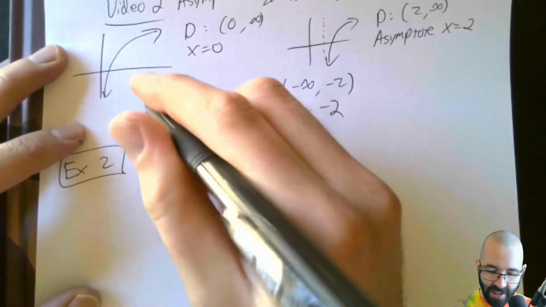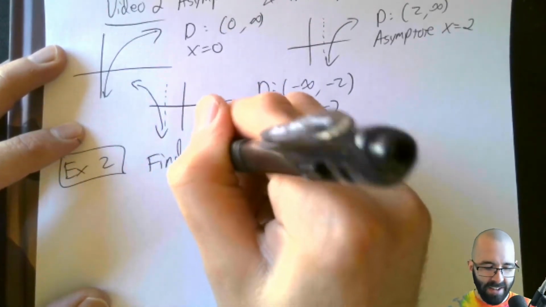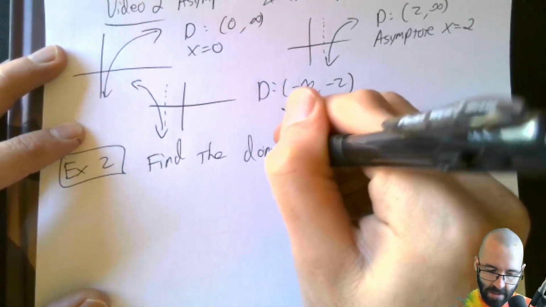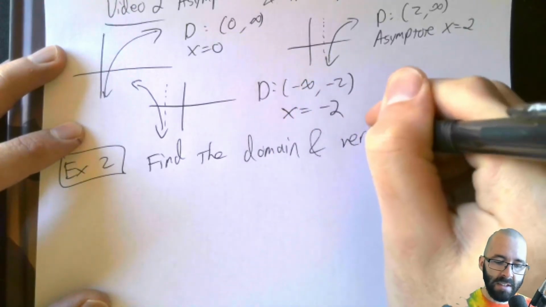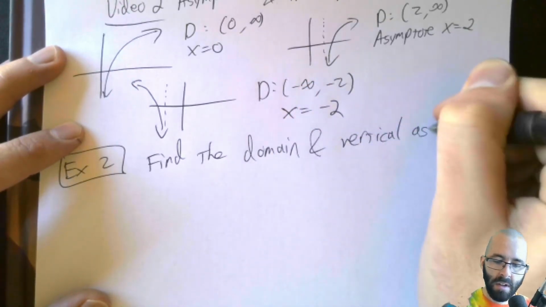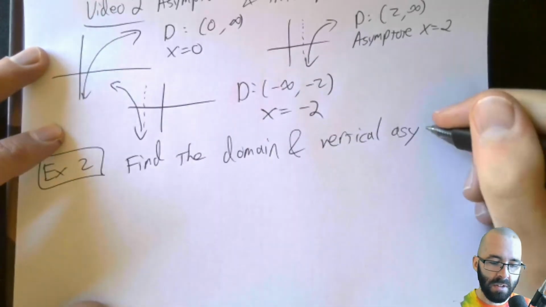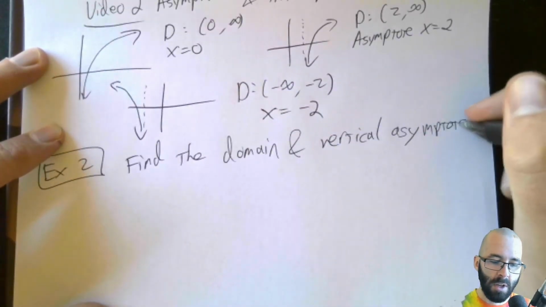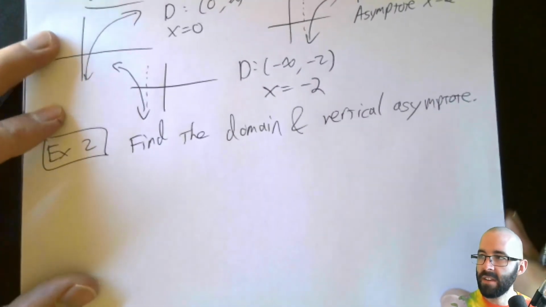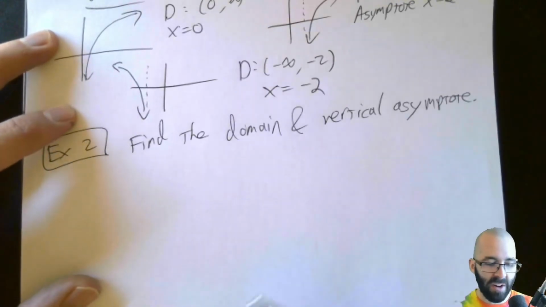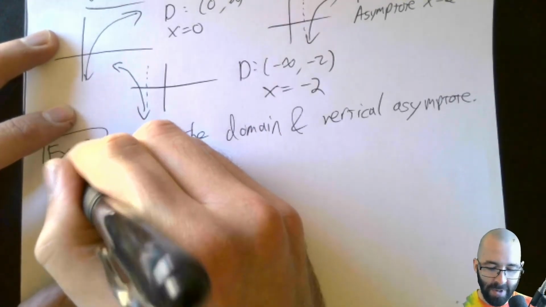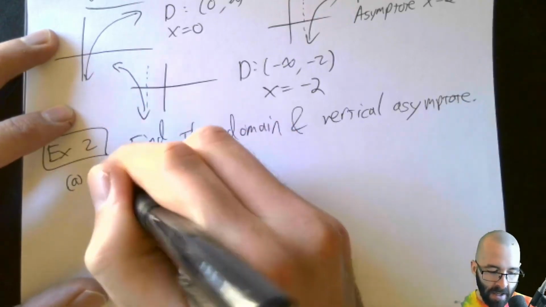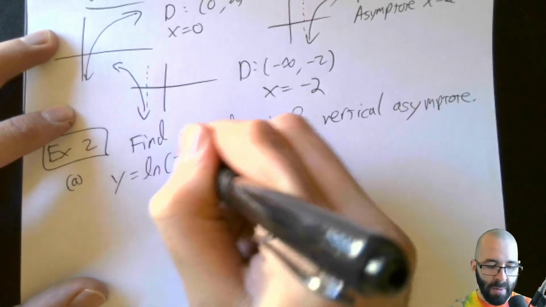Blast off. All right. Find the domain and vertical asymptote. This is a really nice question. Because again, if we do one, we've already got the other. Well, if we do domain, we already have asymptote. Not always perfectly the other way. y is equal to the natural log of 3 minus x.